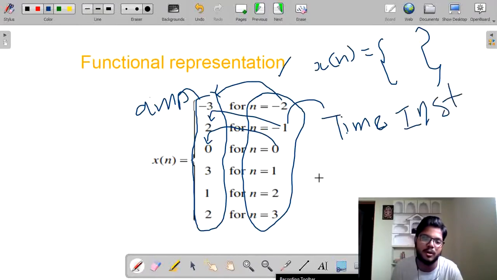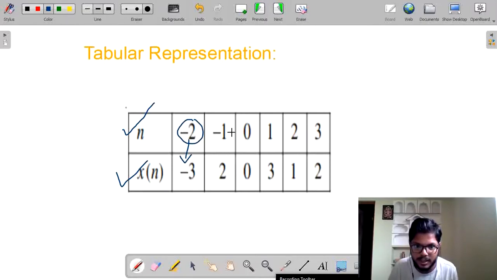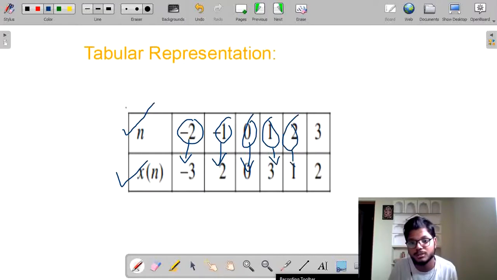Now the third one is the tabular representation, where we represent our discrete time signal in the form of a table. Form a table: in the first row, first box, keep n, and in the second row keep x of n. At -2 the amplitude is -3. At -1 the amplitude is 2. At 0 the amplitude is 0. At 1 the amplitude is 3. At 2 the amplitude is 1. At time instant 3 the amplitude is 2.